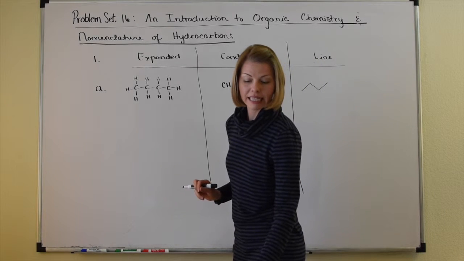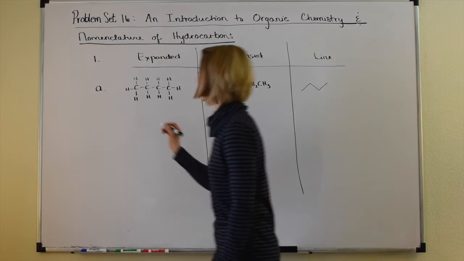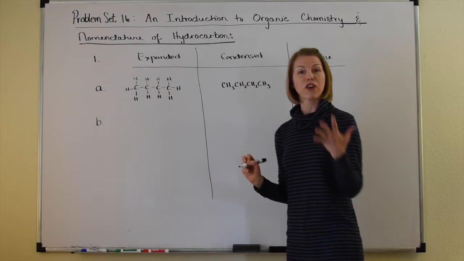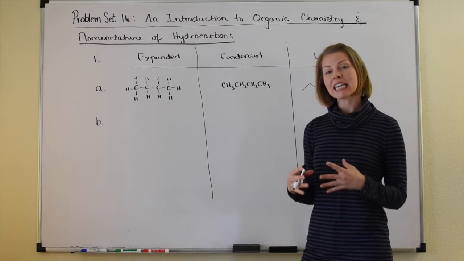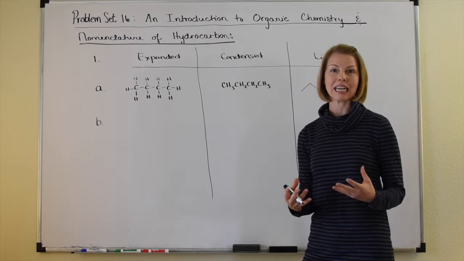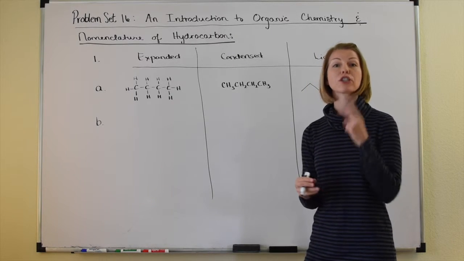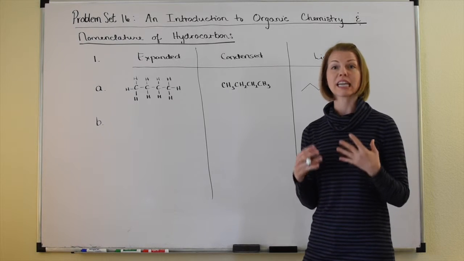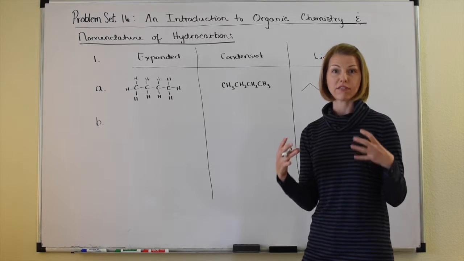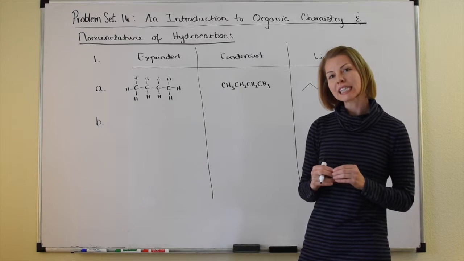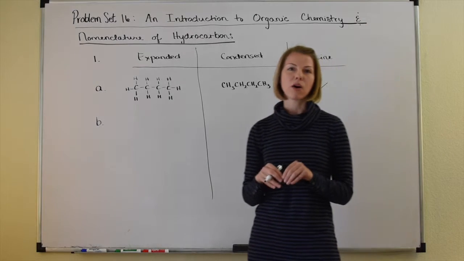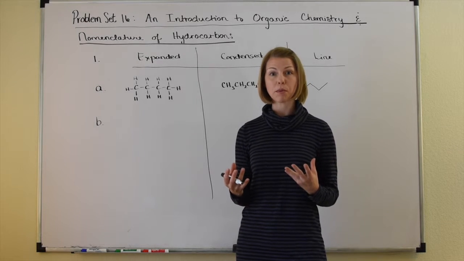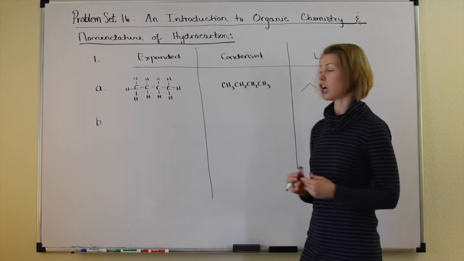B is cis-2-pentene. Pent is 5. The ENE ending tells you it's an alkene. Where is the double bond? The number 2 tells you it is off of the second carbon, so between the second and third carbon of that 5-carbon chain. Remember that the cis tells you something about the 3-dimensional shape. It is a cis geometry about the carbon-carbon double bond rather than a trans geometry.